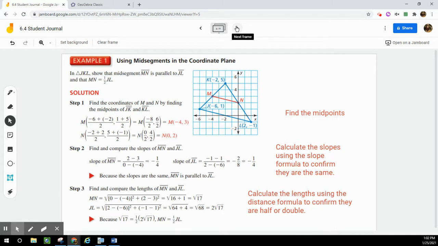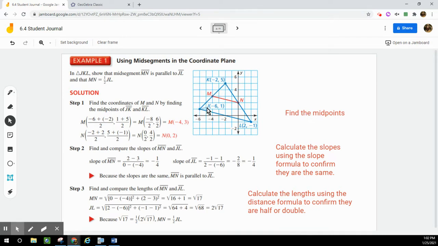In this example 1, there's a lot of information on this slide. It's a very short question. In triangle JKL, show that the midsegment MN is parallel to JL, so that this red segment's parallel to this blue segment JL, and show that MN is half of JL. So there's 3 steps. Here's what the book has, and here's my summary here. First, we need to find the midpoints to get M and N. So that should be straightforward enough.